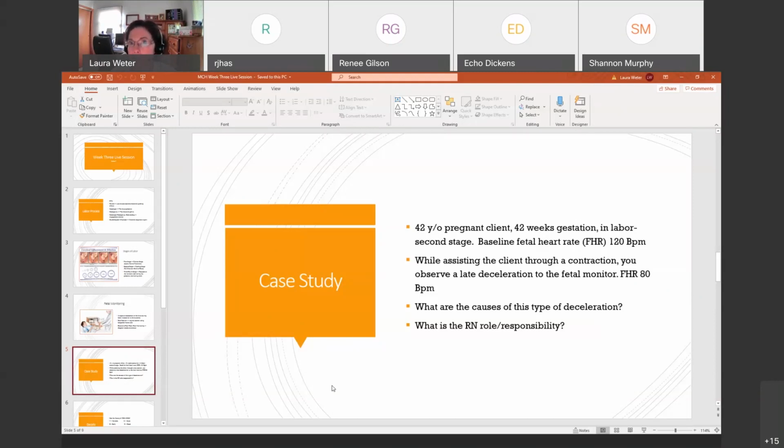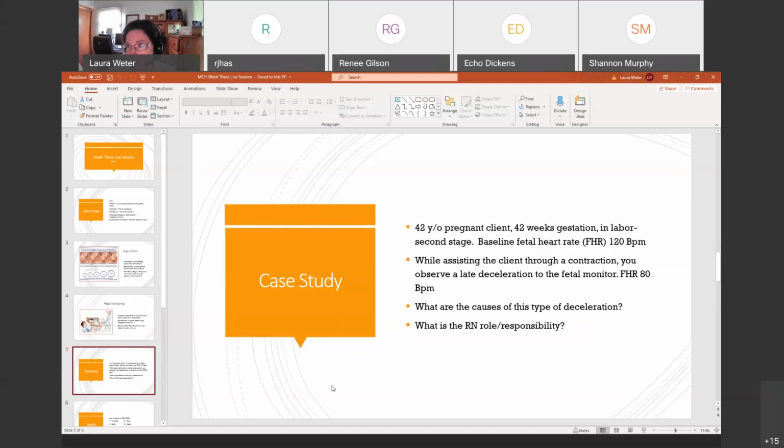Think about the placenta. The placenta is the baby's lifeline, right? So the placenta has X amount of weeks where we anticipate that it is fully functional. But now we've gone past that, haven't we? So now we have to be concerned that the placenta is not functioning optimally any longer. So that is what contributes to those late decels. With this particular case, this is what we're talking about.